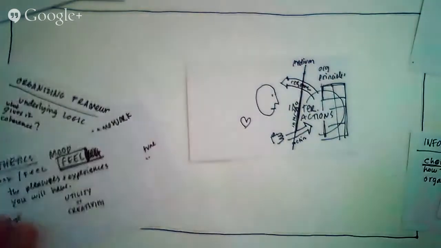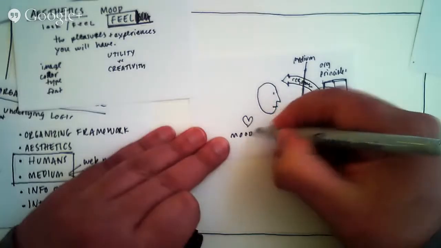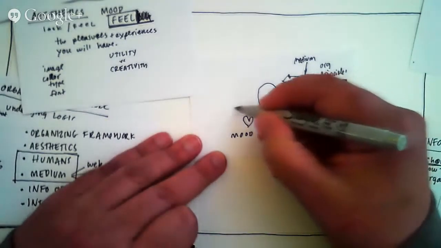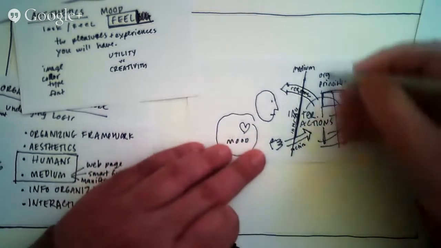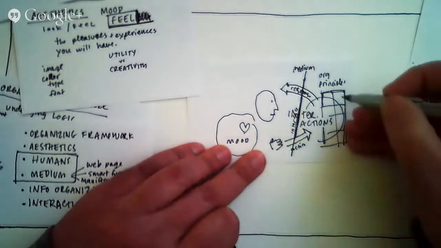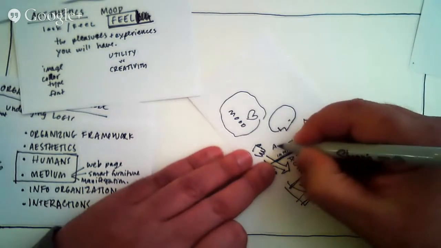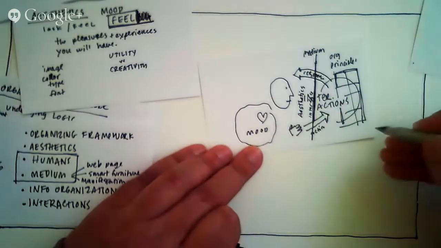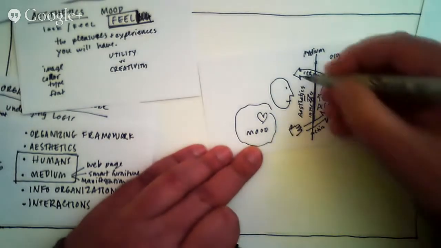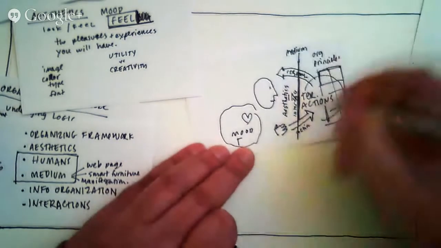I'm realizing this is kind of messy here, but mood. The mood is something that lives in the person that you're trying to create with these other things, I think. So by the interactions, by the organizing principles, and maybe by the surface, or maybe we could put the aesthetics in here. The feel makes the mood. You are trying to create the mood. The mood happens in the person, not in the actual software. Oh, feel, actually, sorry. So feel is how do you feel?